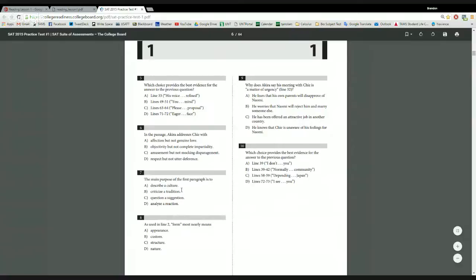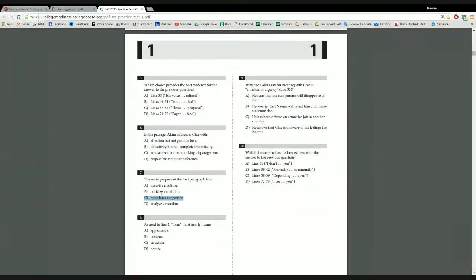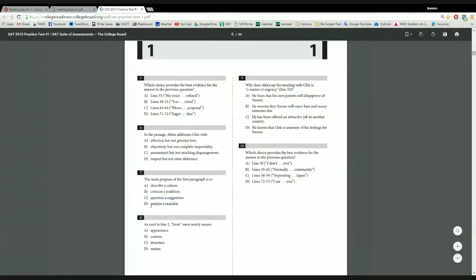So, is it describing a culture? That is not the case here, because there's nothing being described. Criticizing a tradition. Criticizing is actually a pretty harsh word, so don't look at that one. And there's no criticism of a tradition at all in the text. Question the suggestion. This may seem correct at first, but that's not exactly correct because he's actually not questioning a suggestion from someone, but he's questioning himself. So analyze the reaction. This is more like the answer that we're looking for because he's actually analyzing the situation through many rhetorical questions.